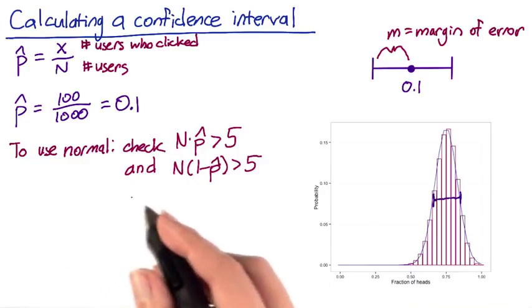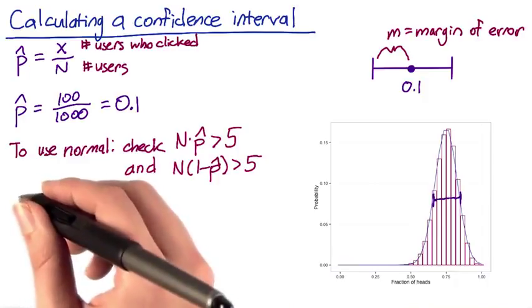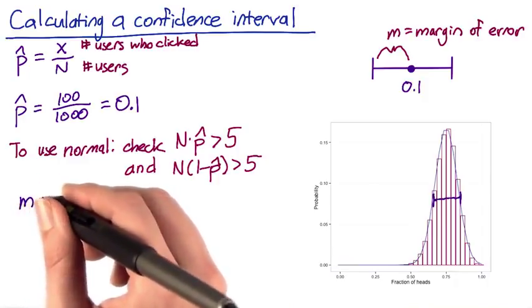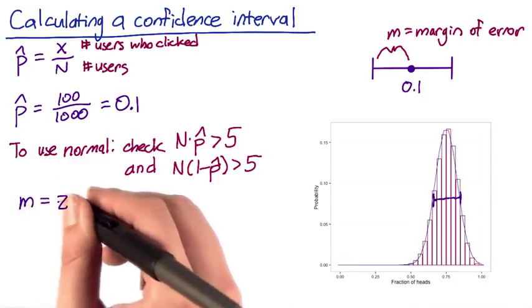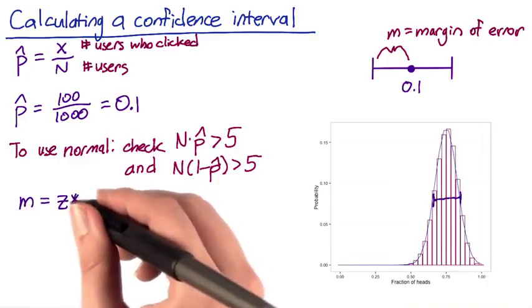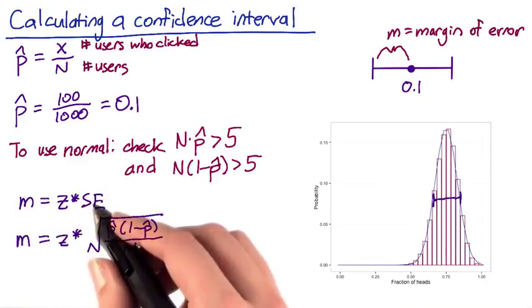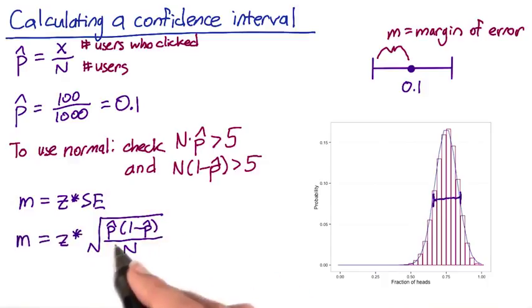When we can use the normal approximation, then the width of the confidence interval, that is the margin of error, will be equal to the z-score of the confidence level times the standard error. And for the binomial distribution, the standard error is the square root of p hat times 1 minus p hat over n. If you look at this formula, you'll notice a few things.